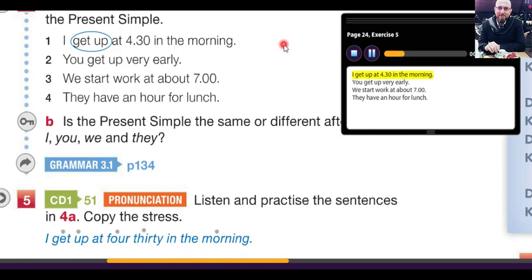I get up at 4:30 in the morning. You get up very early. We start work at about 7. They have an hour for lunch.